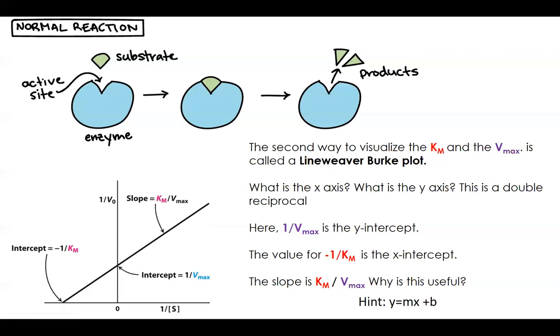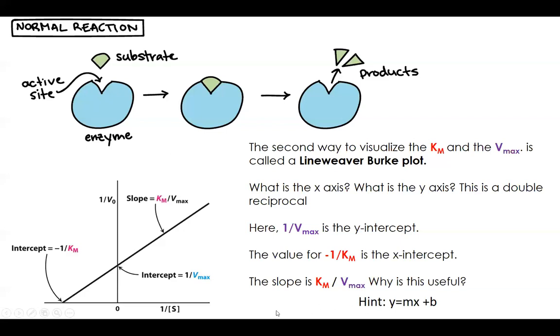Really the most useful part of this is that this is a line equation. So we can actually get this equation, y equals mx plus b, and we'll be able to see that our y is 1 over the velocity, equals m, which is the slope, here's our slope, times our x, 1 over the substrate concentration, plus the y-intercept, so plus 1 over the Vmax. The full equation will be written out for you also in your pre and post lab assignments, so you'll be able to explore that a little bit more.